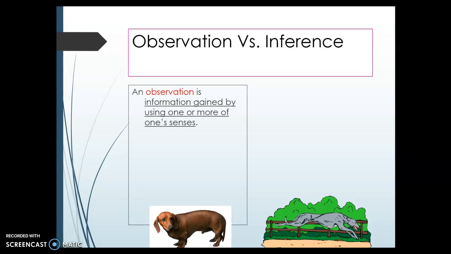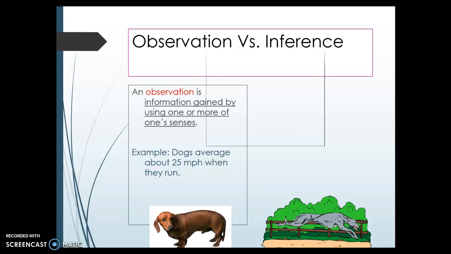An observation is information, like we just said, gained by using one or more of one's senses. An example might be dogs average about 25 miles per hour when they run. This is an observation you can make by watching a dog, by timing a dog, by recording it as it runs down the street. You can gather this information and make that observation.